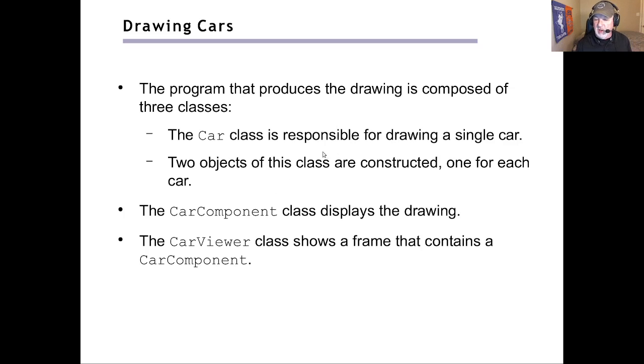We're going to go through the car class in pretty detail here in just a second. You've got three classes. A car class draws a car. Two objects of this class are constructed, one for each car, and that's done by car component. And remember, we put components on the screen. So if we were to put a car and a house on the screen, car component would actually load both the car and the house. And then car viewer would call car component and everything would already be there. We would make it visible.